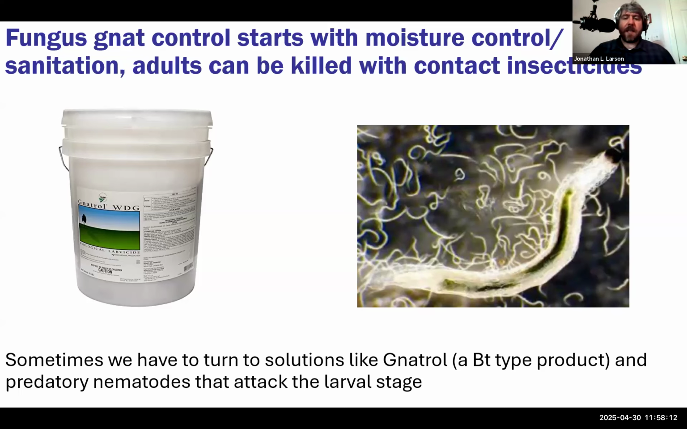You may have heard of BT for caterpillar control. That's a slightly different version of BT. This is a strain that is specific to Diptera, to fly larvae. And so when this is mixed up and applied to the soil, it will go down in there and the maggots will ingest it and it will destroy their stomach lining and kill them. On the right, you're seeing some predatory nematodes that you can also purchase.